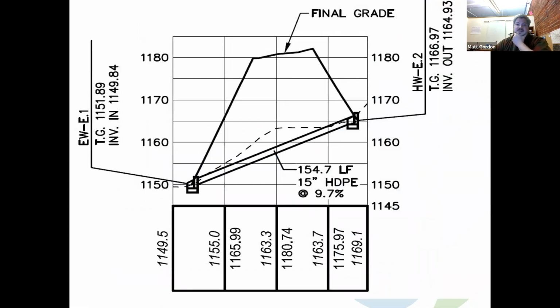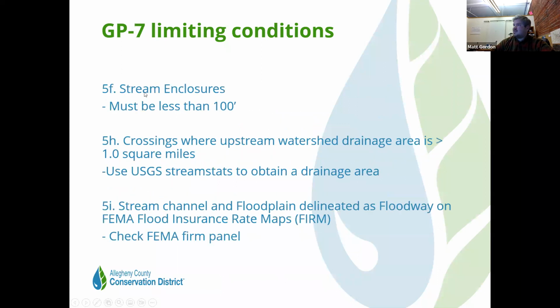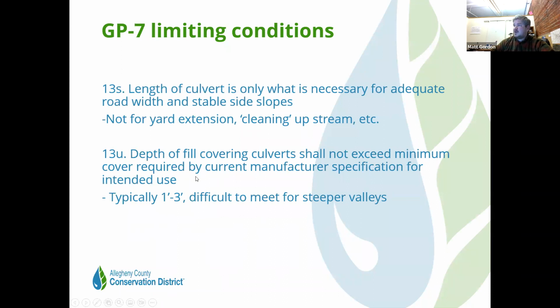So just examples of things we see in permit review. We receive a general permit. We're reviewing the activity proposed against these conditions. So this is a permit we received recently in January of this year. Just a couple things, thinking about those conditions, specifically these ones: the stream enclosure, length of culvert, and the depth of fill over the culvert.